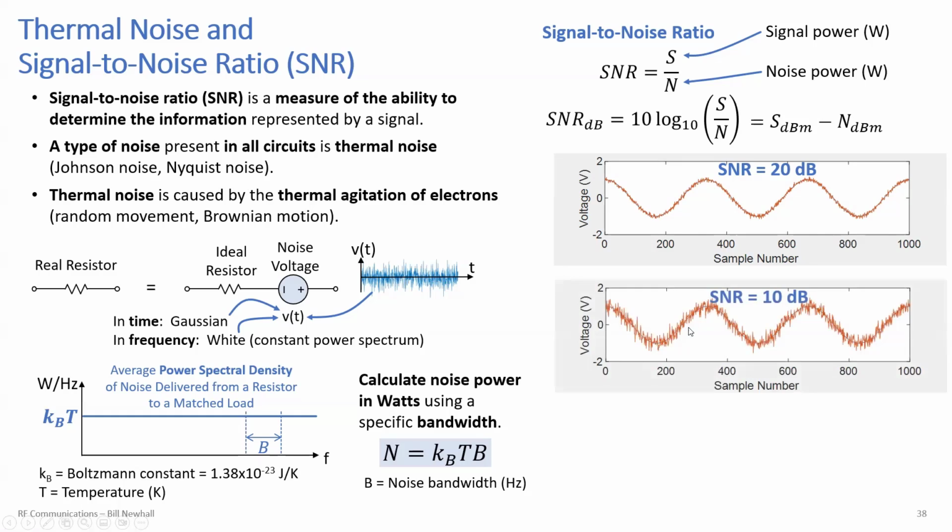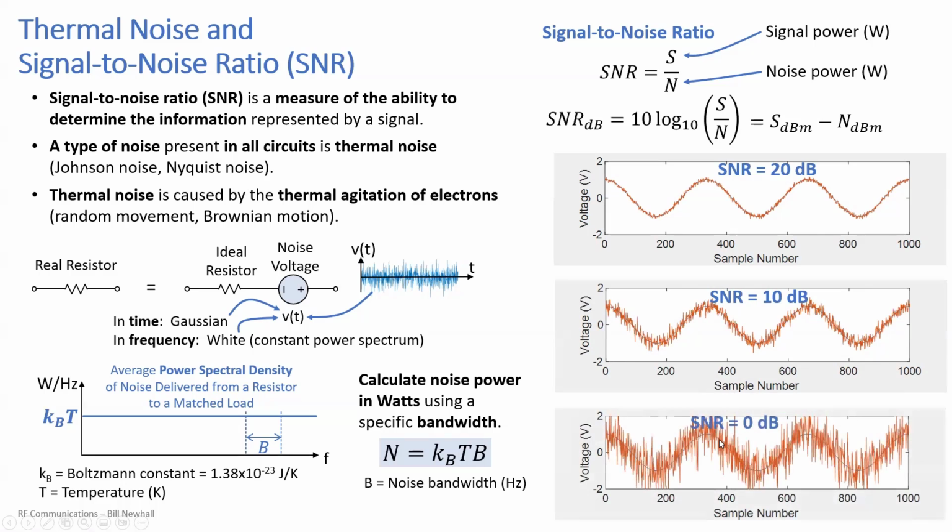A 10 dB SNR would look like this. This is looking a little worse. You can still kind of see it's a sine wave, but there's quite a bit of noise added onto that signal. A 0 dB SNR would look like this. You can see the blue sine wave, the clean sine wave, and then I add the noise and you get the orange. So that's a pretty noisy signal. If that were audio, it would sound pretty bad. But that gives you an idea of different levels of SNR.